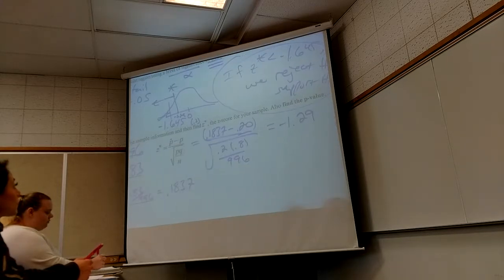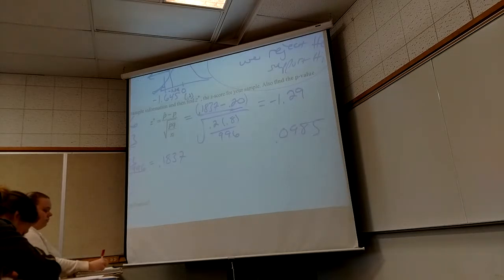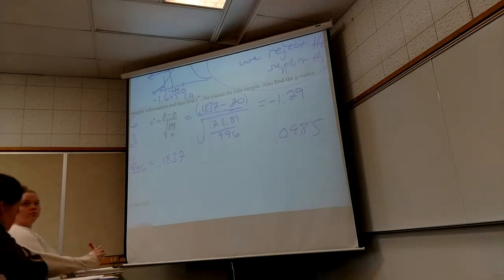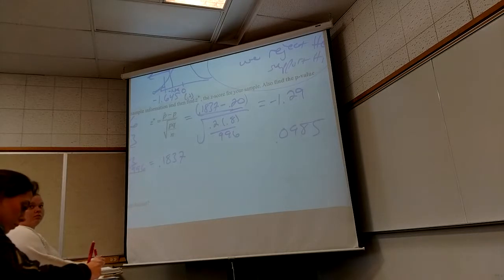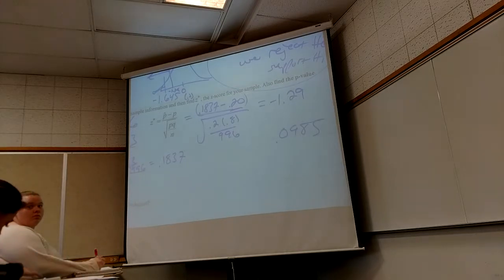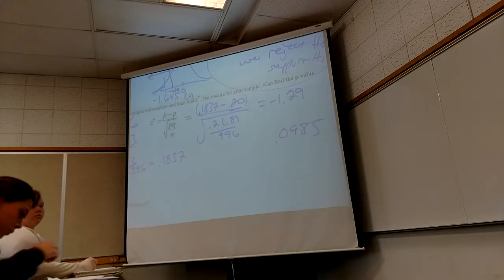All right, what do you guys get for the p-value? 0.0985. Is that a p-value or a z-score? I don't have any more z-score charts. It's a z-score when you look at negative 1.29, you get 0.0985. So it'd be a z-score? No.